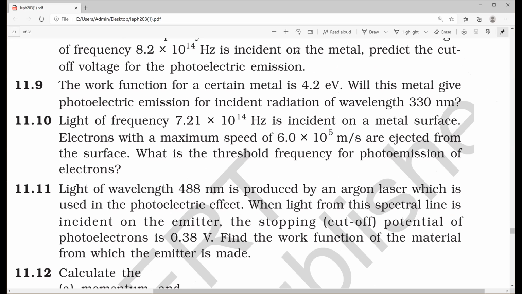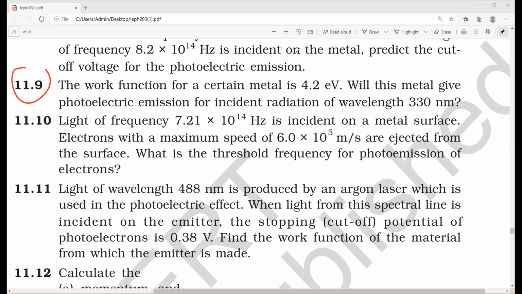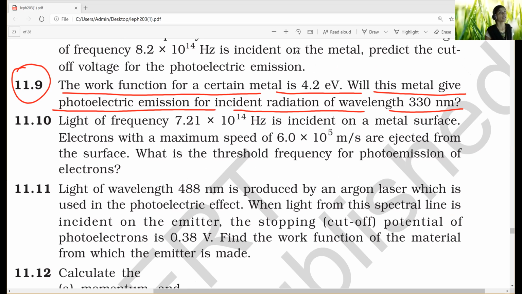11.9. Work function for a certain metal is 4.2 electron volt. Will this metal give photoelectric emission for incident radiation of wavelength 330 nanometer, they have asked. So work function of a certain metal they have given. Let us see how to solve this one.